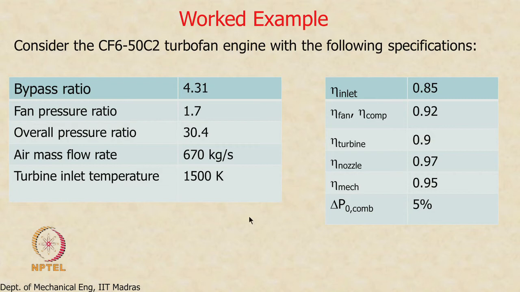For the worked example, I have chosen the following engine. The CF6-50C2 turbofan engine is a mid-size engine, manufactured by GE Snecma, and it has the following specifications: bypass ratio 4.31, fan pressure ratio is given as 1.7, overall pressure ratio is given, air mass flow rate, and the turbine entry temperature is also given. The component efficiencies for the inlet, for the fan and the compressors, turbine, the nozzle, and the mechanical efficiency is given. There is a 5% loss of stagnation pressure as shown here.